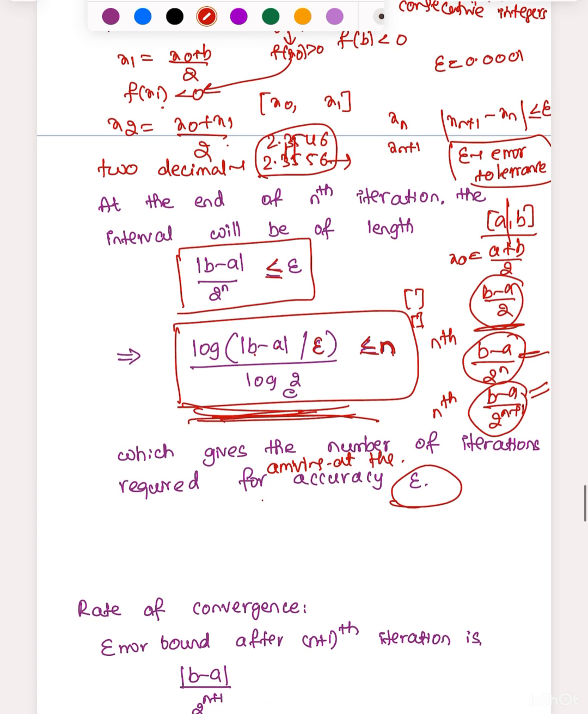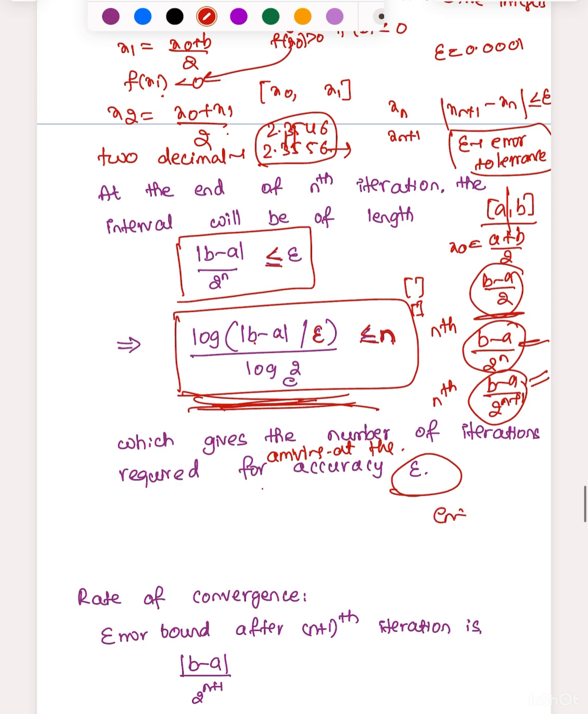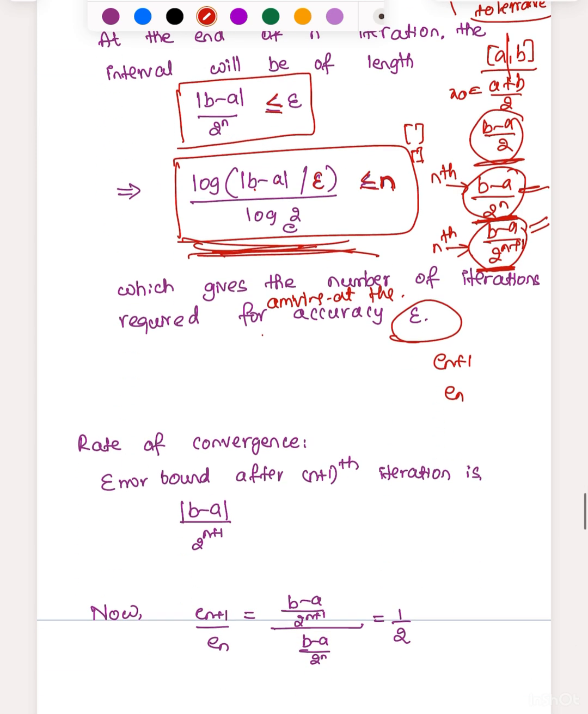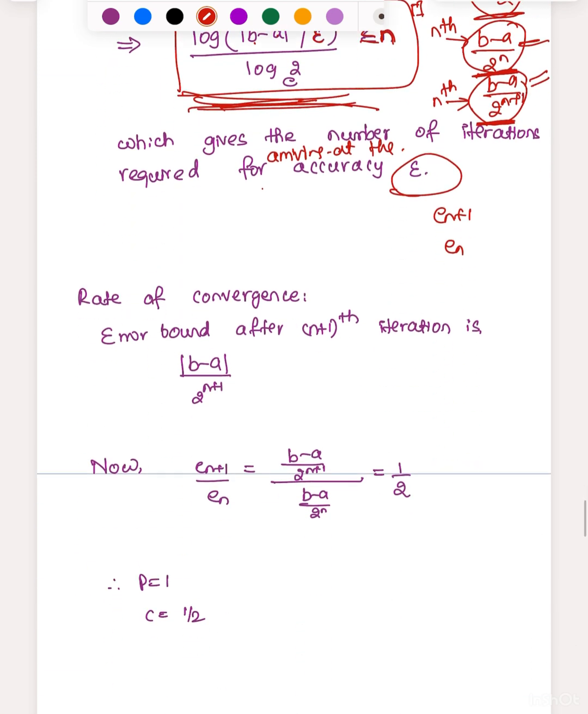Now we have to study the rate of convergence of the bisection method. Therefore we will have the (n plus 1)th error and the nth error. Here we know that the length of the interval at the nth step gives the error. So at the n plus 1 step, this will be this. This gives the error for n plus 1, this is the error for n. Now taking e(n plus 1) by e(n), this will be (b minus a) by 2 power n plus 1 to (b minus a) by 2 power n. So cancelling out, this will give 1 by 2.